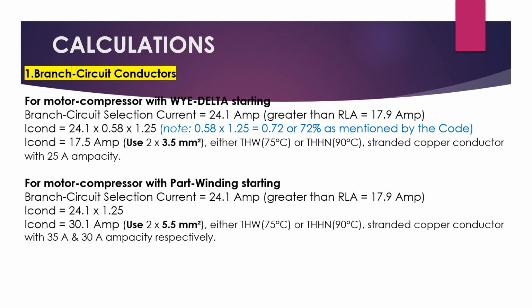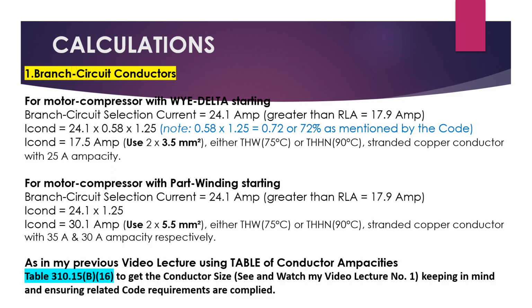I conductor equals 30.1 ampere. So this time, using the table, we have to use 2 by 5.5 mm squared, either THW or THSN, stranded copper conductor with 35 ampere and 35 ampere ampacity respectively.